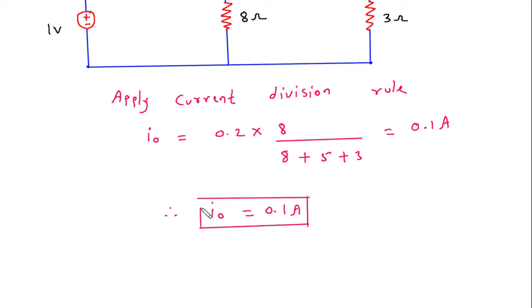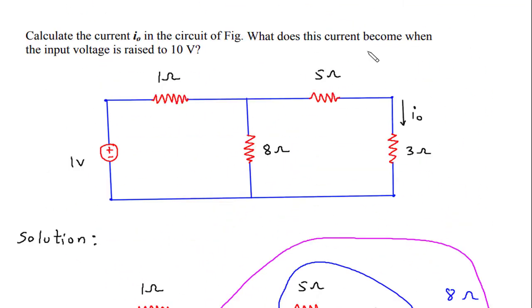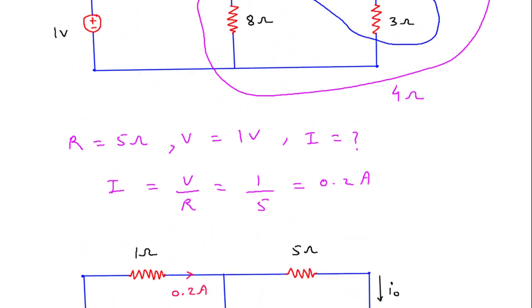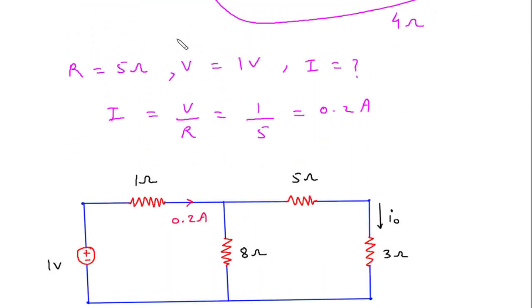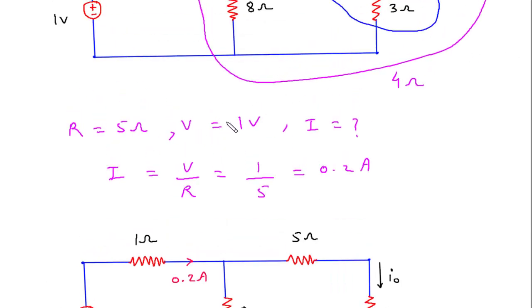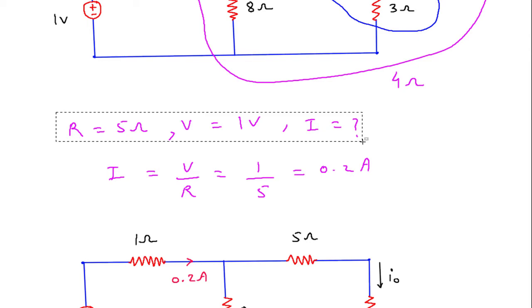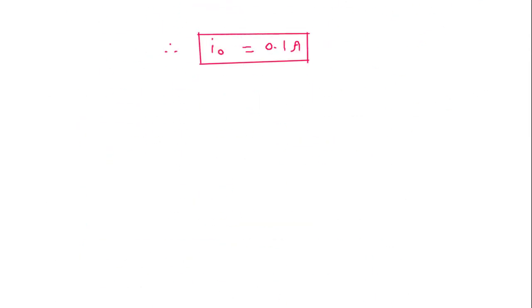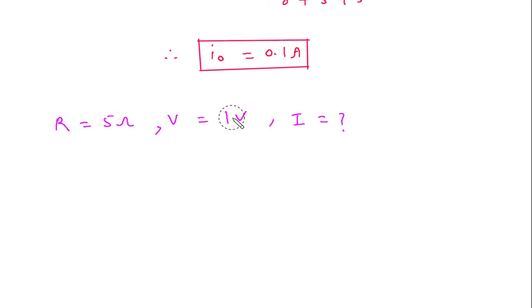Next, what we have to find? We have to find what does this current become when the input voltage is raised to 10 volt. So resistance will be constant. This resistance will be 5 ohm, but the value of this voltage is changed. So this will be 10 volt. Now I is equal to V by R. So V is 10 and R is 5. So this will be 2 ampere.